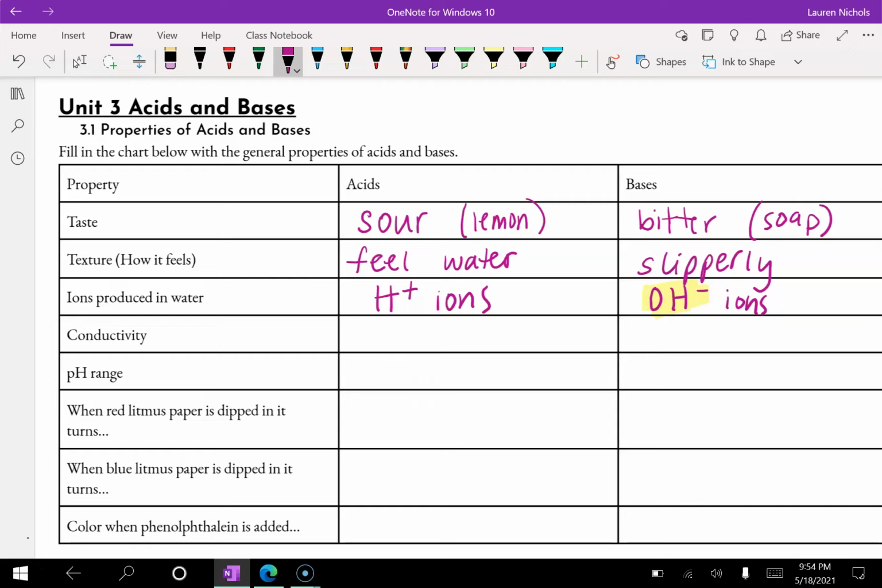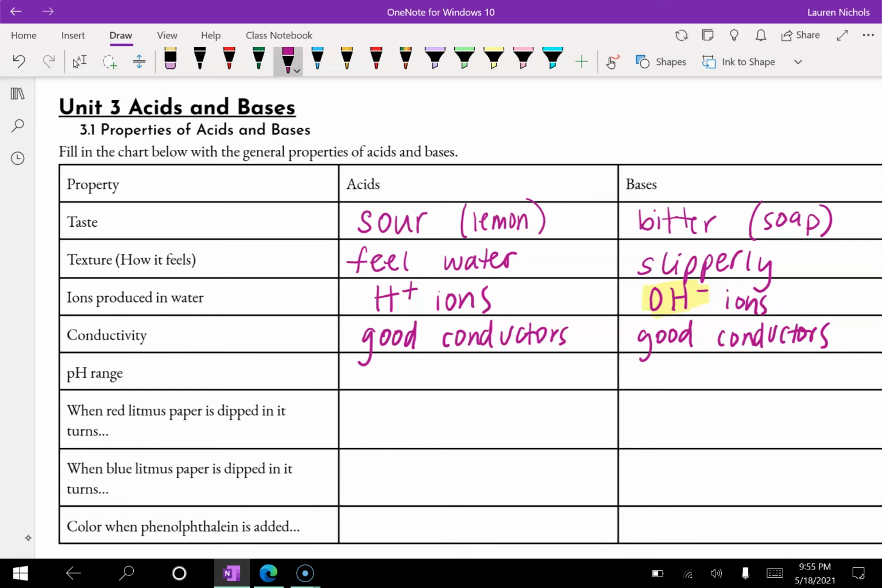Now, conductivity is something that acids and bases have in common. They're both good conductors of electricity. Okay, so they're both good conductors. This is something they have in common, whereas the other things are pretty different.